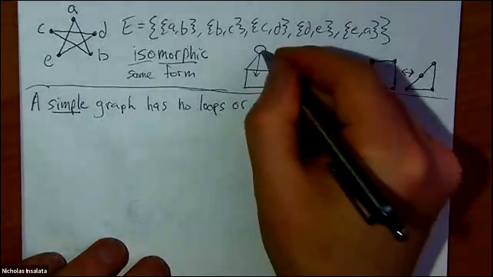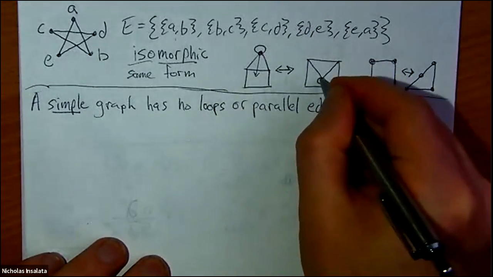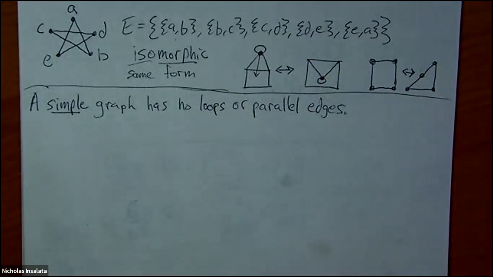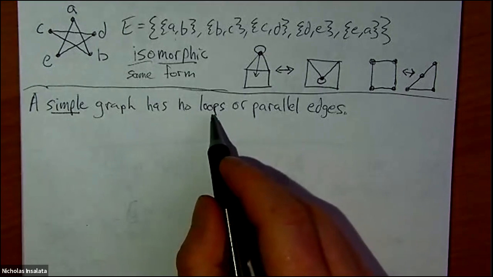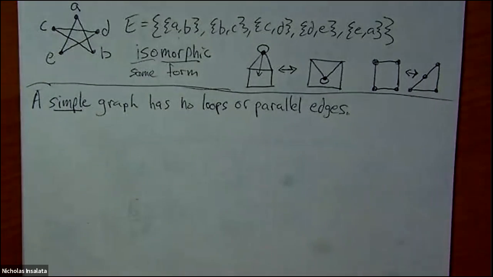That is a loop. It's an edge that goes from a vertex back to that same vertex. That's a loop, right? So an edge from one vertex to the same one. What do you think parallel edges are? What do you think that means?